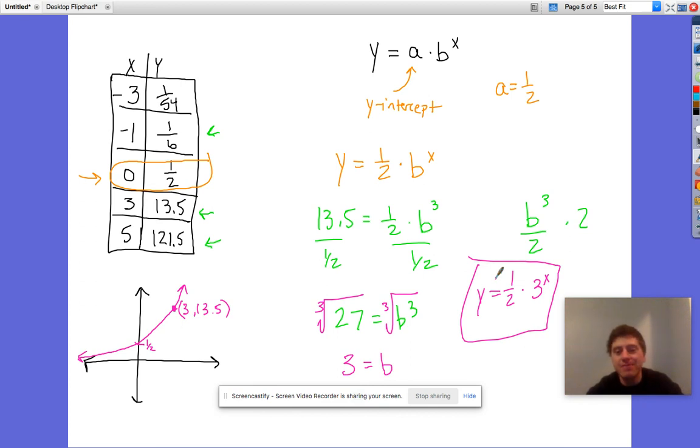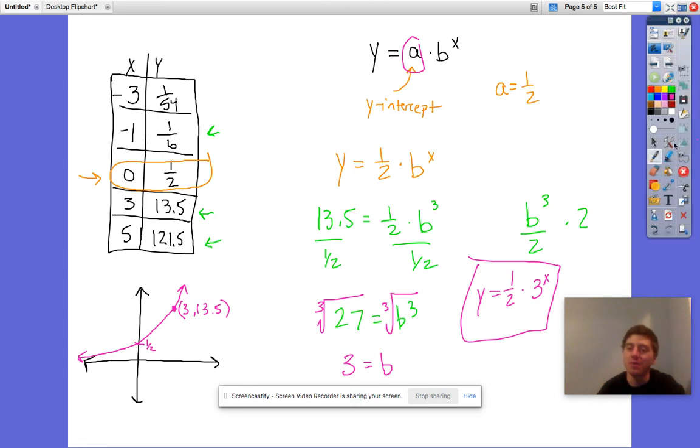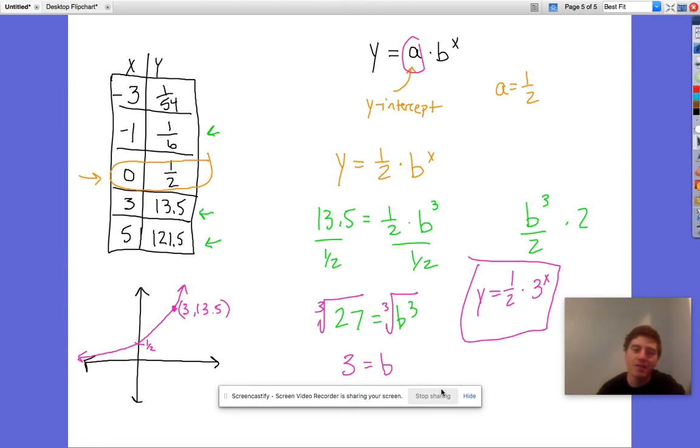I did it. So that's all you've got to do, right? If you know the y-intercept, it's so helpful because you just plug that in. And then you plug in x and y, and you can solve it down. It's just like what we did when we were finding linear equations and we had the slope and a point, except now we've got the y-intercept and a point.